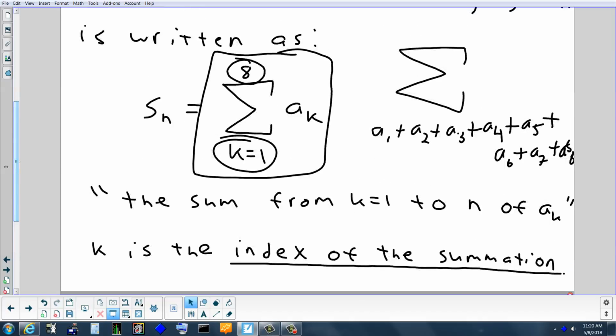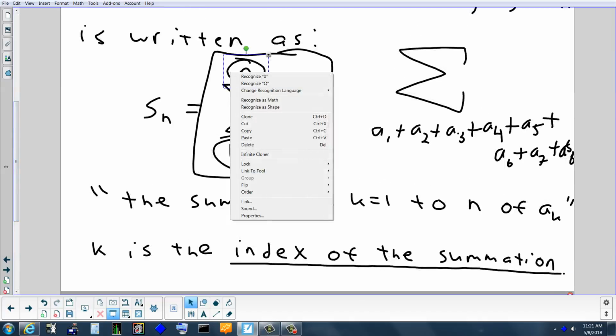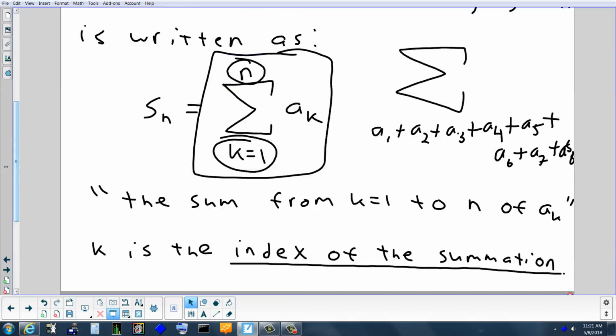So I'm going to put it back the way I gave it to you in the notes. If you wanted to pronounce that, that means the sum. So you start by pronouncing the sigma. That means sum. The sum starting from the first term all the way up to the nth term of, and they'll give you a sequence.